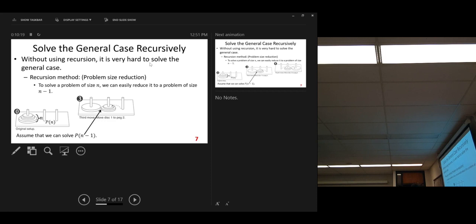After that, let's move the bottom disk to an empty peg. So that's easy. After that, let's solve another P of n minus 1. Another P of n minus 1. So we get a solution.